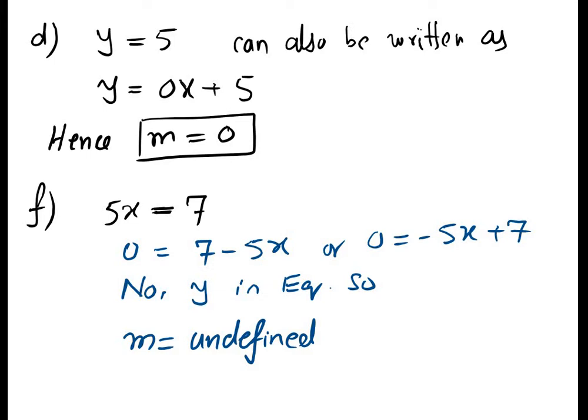5x is equal to 7, which means 0 is equal to 7 minus 5x, or 0 is equal to minus 5x plus 7. So there is no y in the equation, which is the thing that I explained in the beginning. So if there is no y, it means m is undefined.